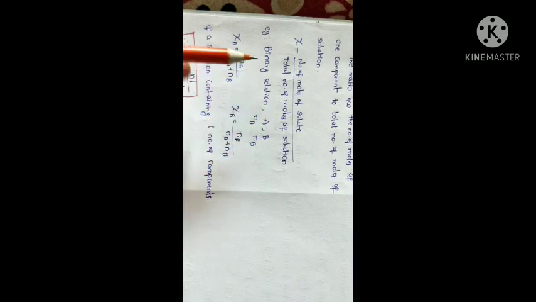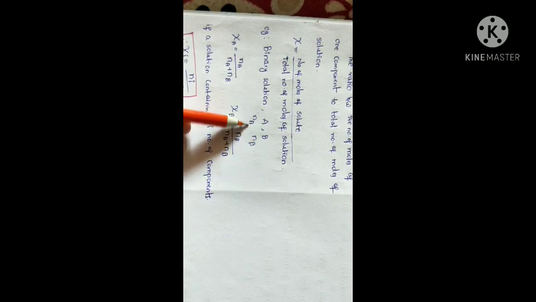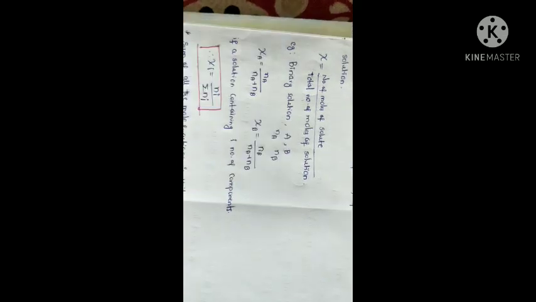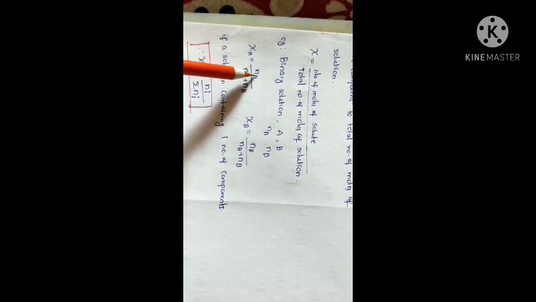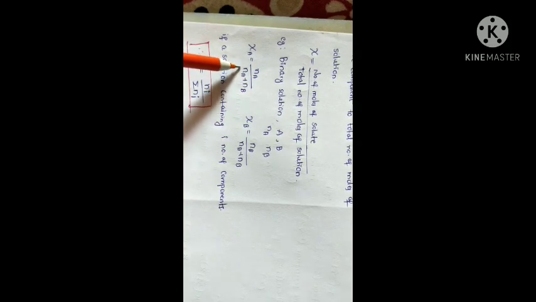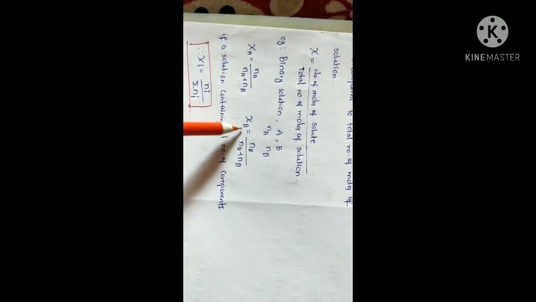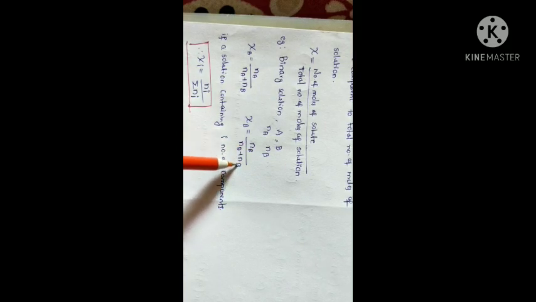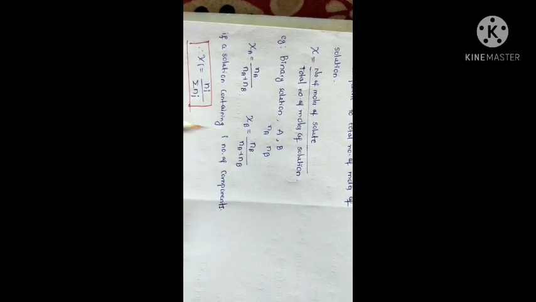Binary solution means two components are there, A component and B component. Na is the number of moles of A component and Nb is the number of moles of B component. So now the mole fraction of component A equals the number of moles of component A divided by the total number of moles of components in solution. How many components are there? A and B. That's why Na plus Nb. Now component B is equal to Nb by Na plus Nb.